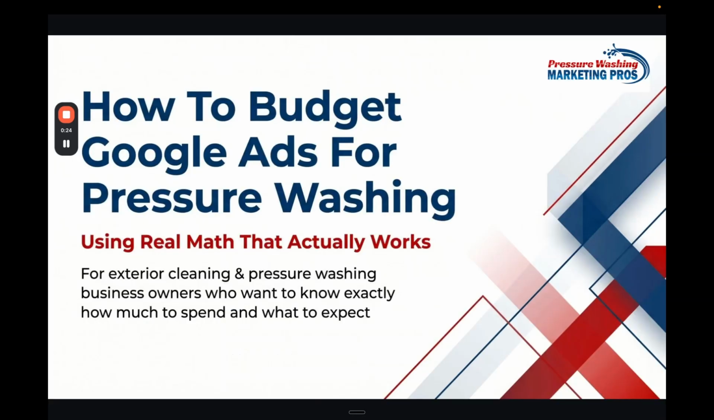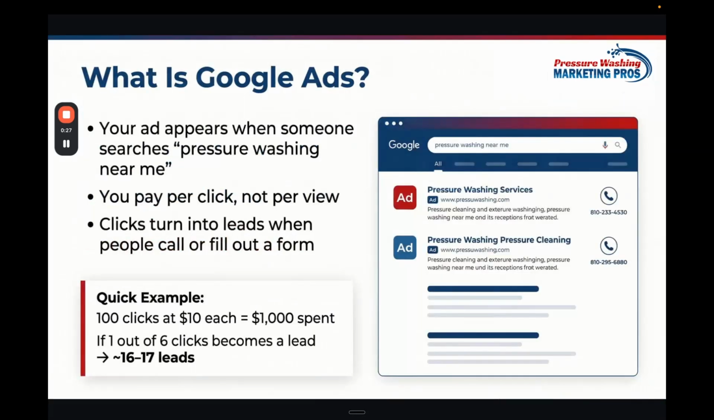So let's briefly go over Google Ads if you're not familiar with them. They are ads that appear on Google every time someone searches a keyword that's related to your service, which is going to be exterior cleaning. Whether that's pressure washing near me, window washing companies, gutter cleaning near me. These are the type of keywords that your ads will show up for. And so what you do is you're going to bid for these type of keywords.